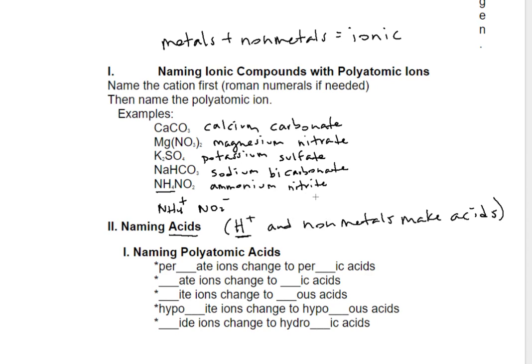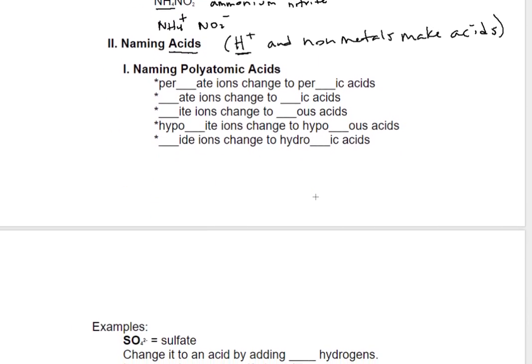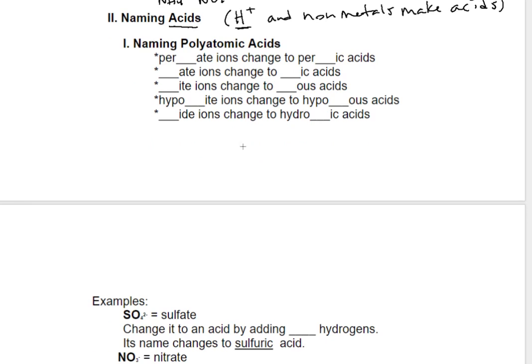Okay, so now that we know how to use these to name ionic compounds, let's learn how to name some acids. If you have a per-ate ion, for example, let's use a different one. We used chlorate earlier. Let's use perbromate. Perbromate is BrO4 minus. That is going to change when you make it into an acid by combining it with H+. That's going to change to a per-ic acid. So the ate ending goes away and we change it to ic.